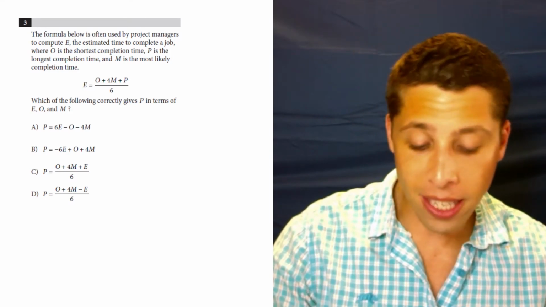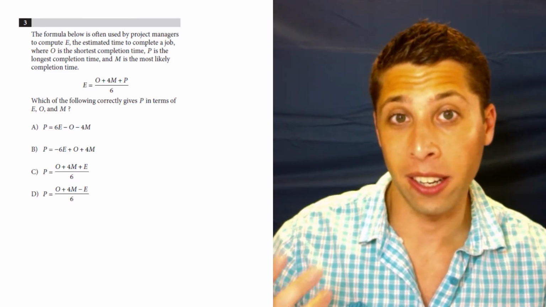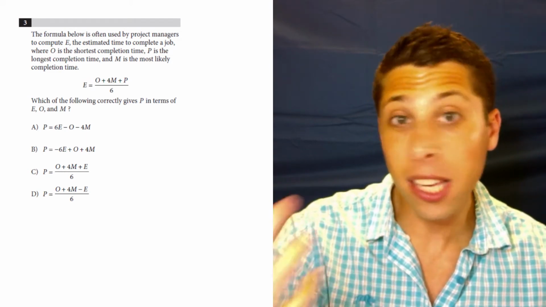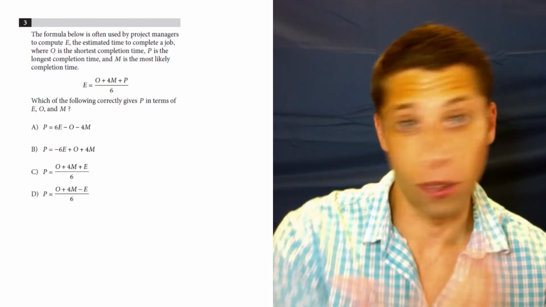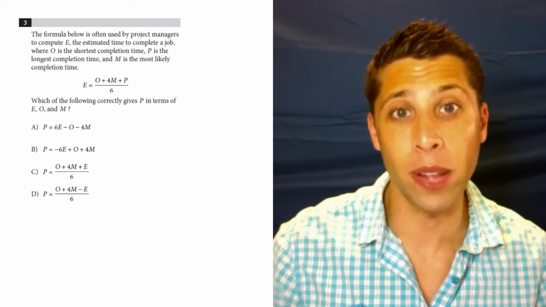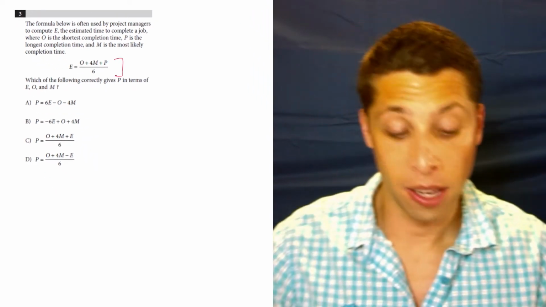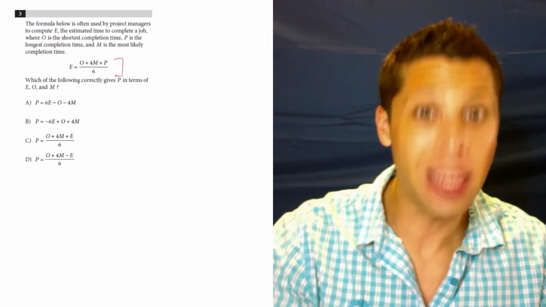So we can see that all the answer choices are the same letters, but now the equation is rearranged so it's P equals a number, or the expression, right? So that's what we need to do. That's our task, is we need to rearrange this equation so that it is P that's by itself and not E.